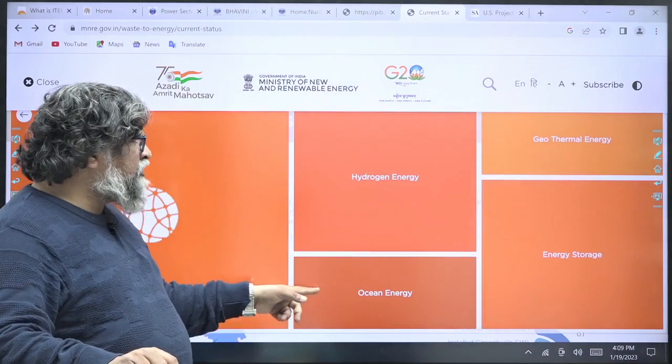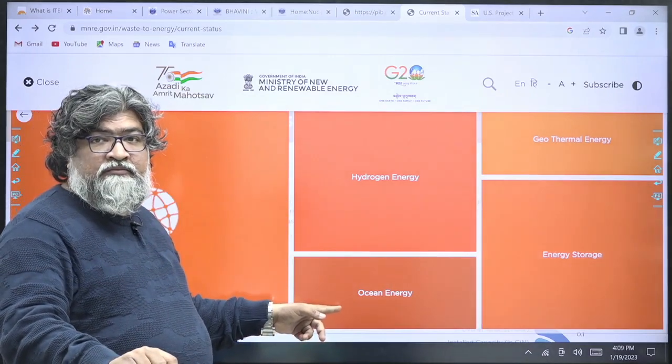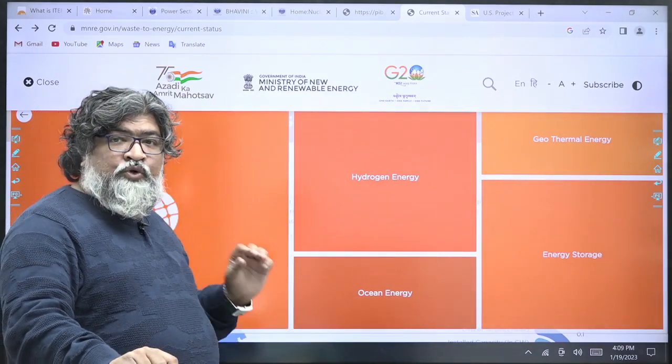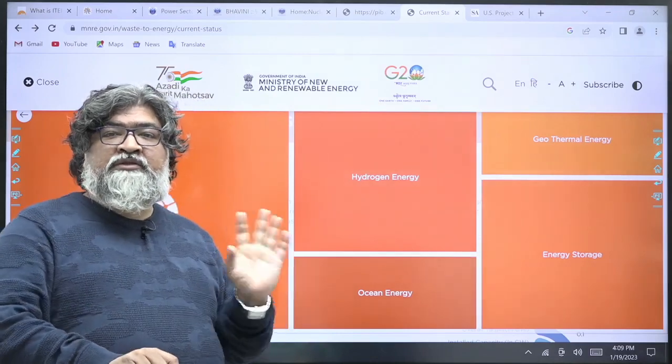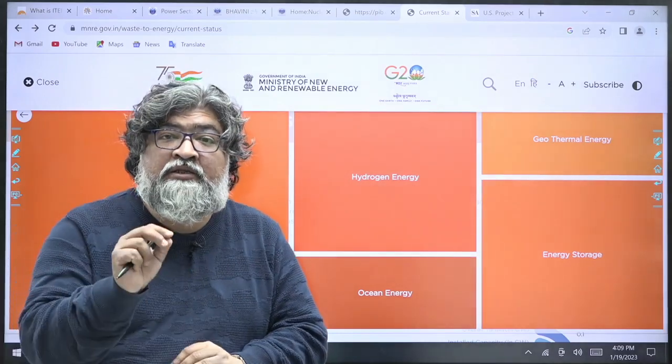Then you can see here ocean forms of energy, like tidal power, OTEC, ocean thermal energy conversion. The government has started the National Ocean Mission.